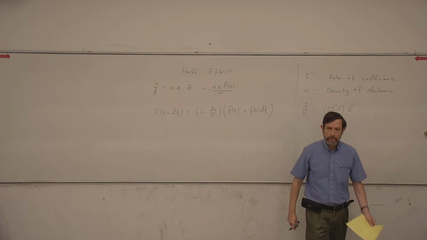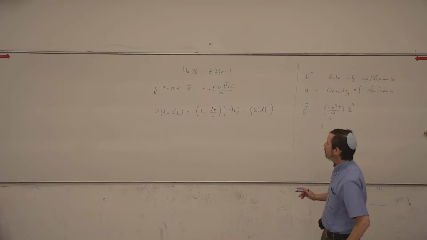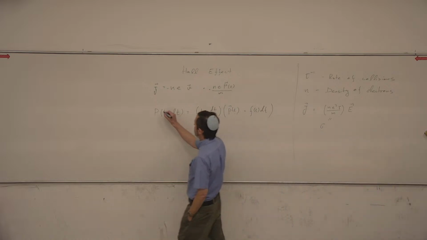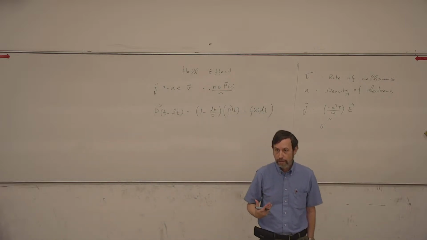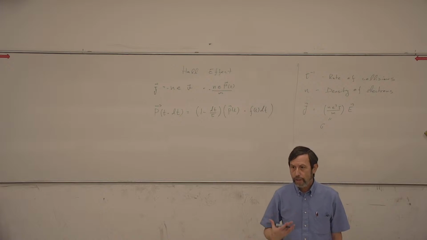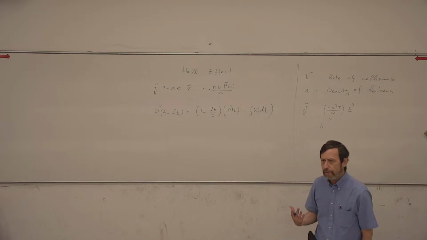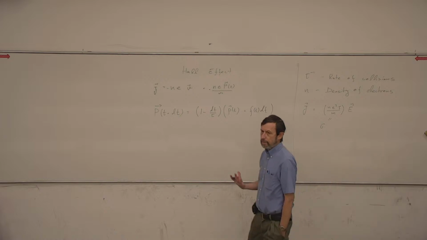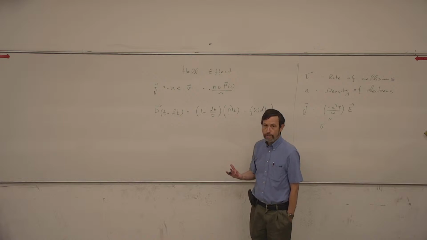What did I do here? I want to describe P at time t plus dt following the behavior at time t. I'm not sure that you've seen it in statistical mechanics, but this is the Boltzmann equation. So let's try to understand what's going on here.